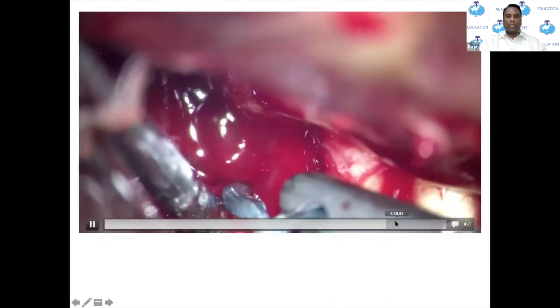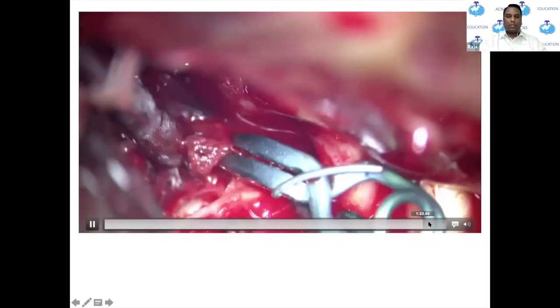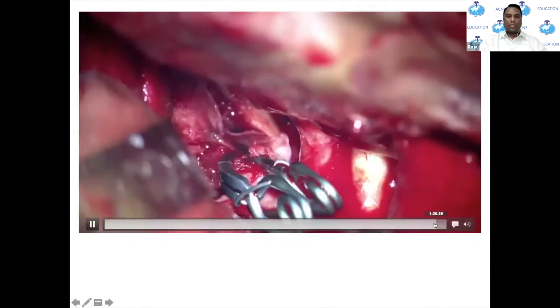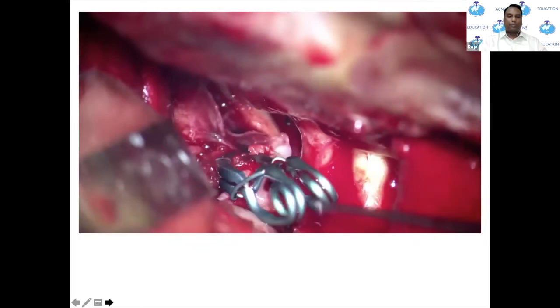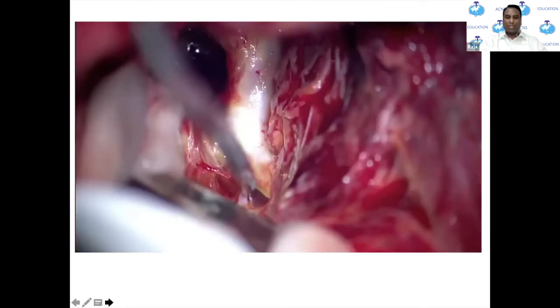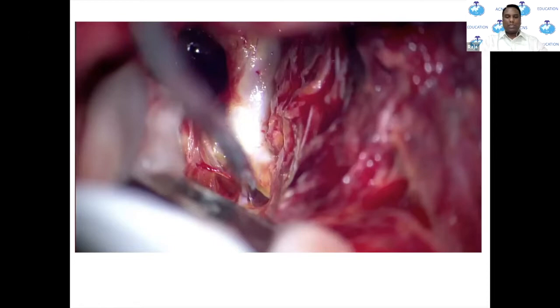And then you finally reposition your clips and adjust it according to the findings on the ICG. This one was perhaps the worst rupture I have ever come across, because luckily we had a proximal M1 which has been exposed here.